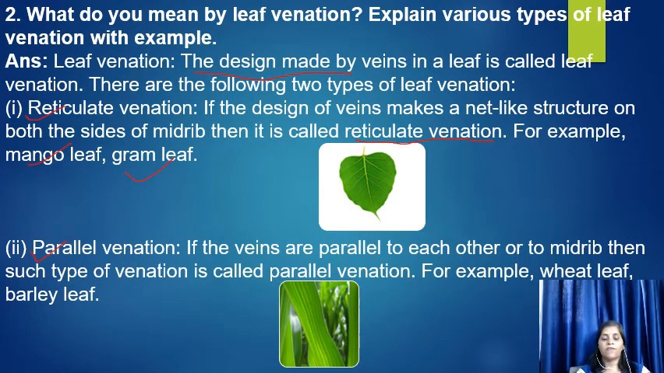Parallel venation: if the veins are parallel to each other or to the midrib, then such type of venation is called parallel venation. For example, wheat leaf, barley leaf. Generally the plants which bear monocot seeds have parallel venation.